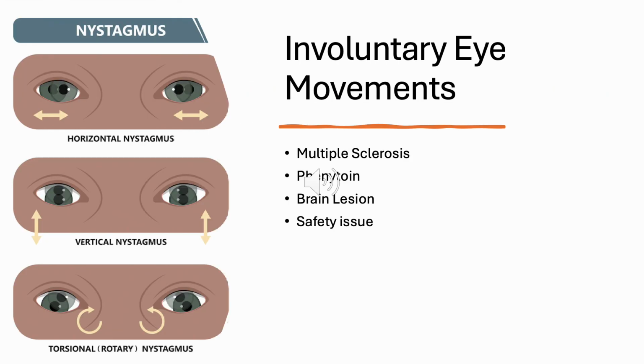Nystagmus refers to involuntary eye movements. And you may see this when you're testing the extraocular movements of the eye. It's only normal on extreme lateral gaze. But if you see nystagmus, it could indicate that your patient has multiple sclerosis, they're on phenytoin, or they have a brain lesion. And remember, if they have nystagmus, it's going to be a safety issue.